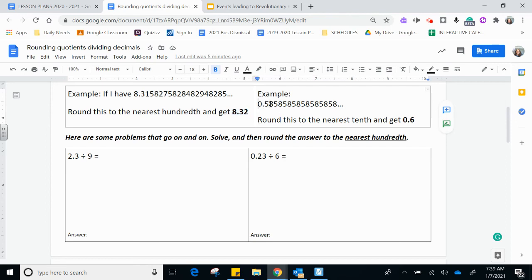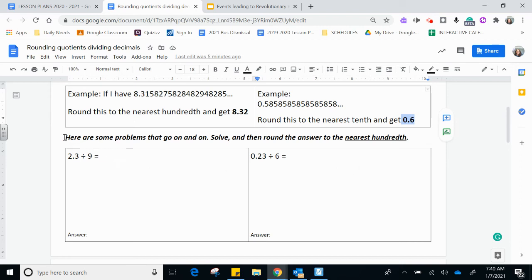If I have this repeating decimal, 0.5858585858, if I ask you to round it to the nearest tenth, well, then our boss is going to be the digit in the 10th place. That's the 5. The right-hand man's going to be the 8. He totally gets a raise. And so it would round off and end in the 10th place at 6/10.